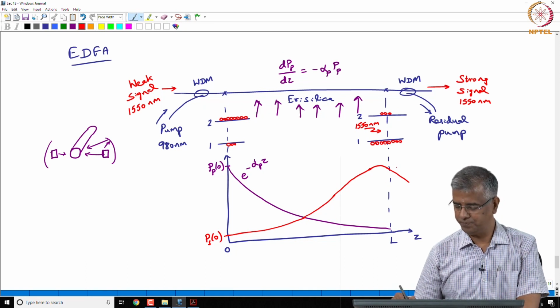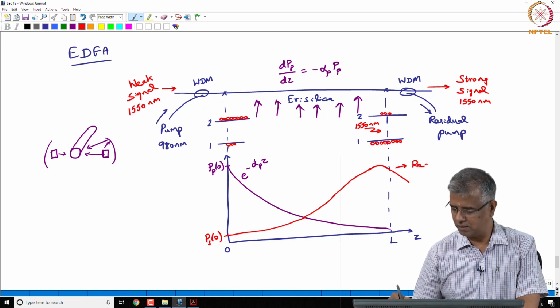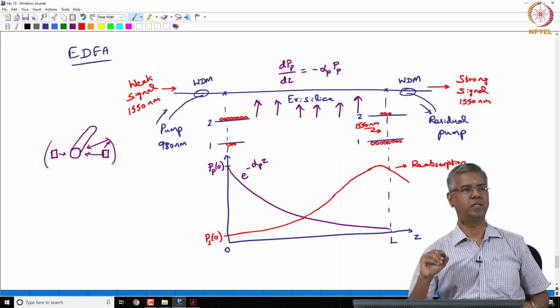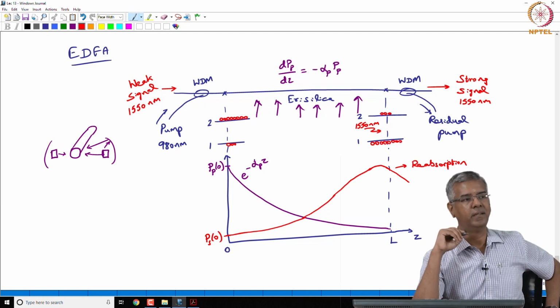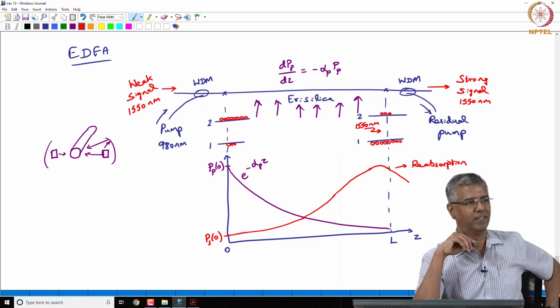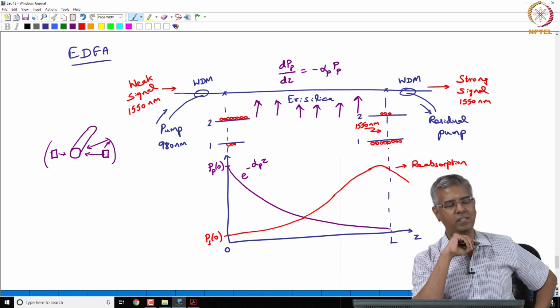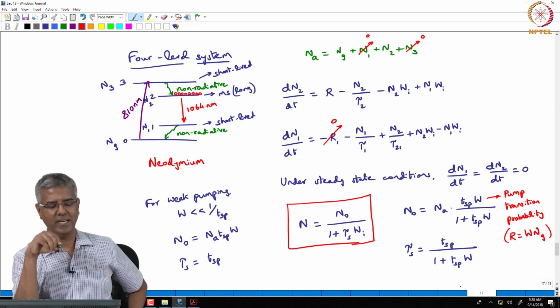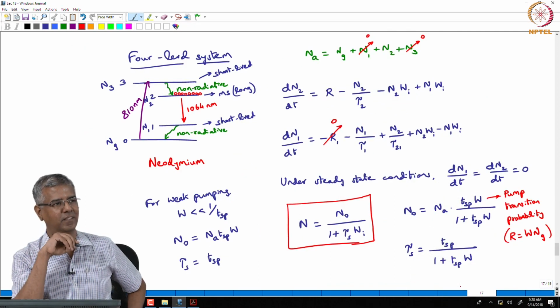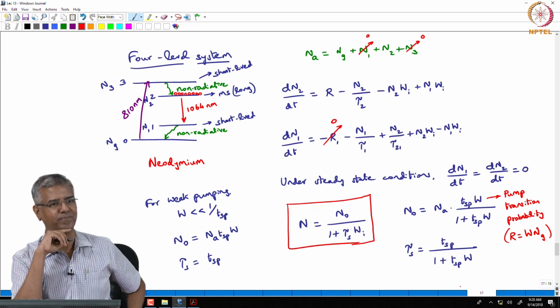Okay. So this process is called reabsorption, and reabsorption is a major issue in 3-level lasers, but what can you say about this in a 4-level laser? What can I say about reabsorption in a 4-level laser system or amplifier system?